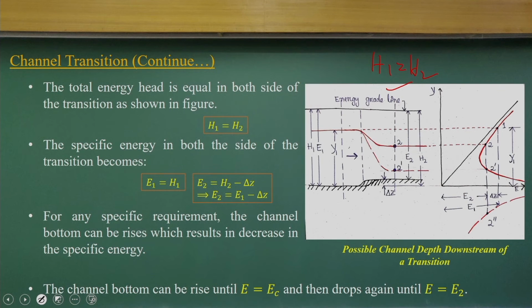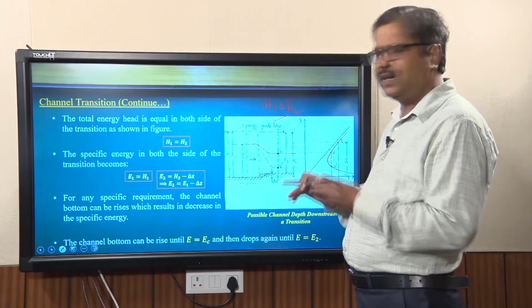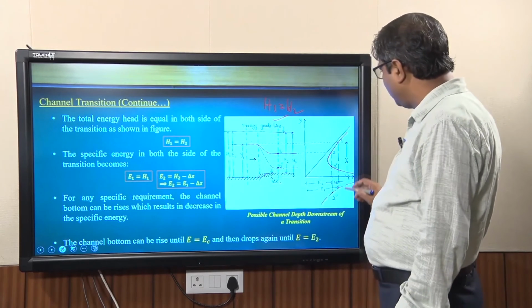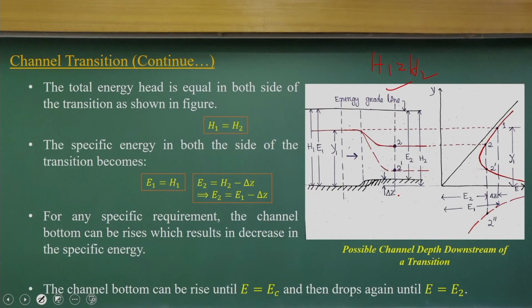But the specific energy at E2, because the energy gradient is flat here, will be E1 minus delta Z at the two locations. Delta Z is the rise, so the specific energy will drop: E2 equals E1 minus delta Z. Very simple, because of the increase in level. So, the specific energy is going to reduce here as E1 minus delta Z. In the specific energy diagram, one point lies here, and for two, there will be two solutions, either point 2 here or 2 dash here.